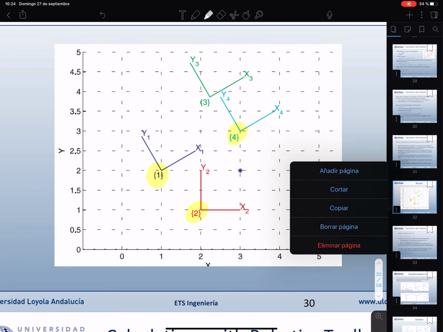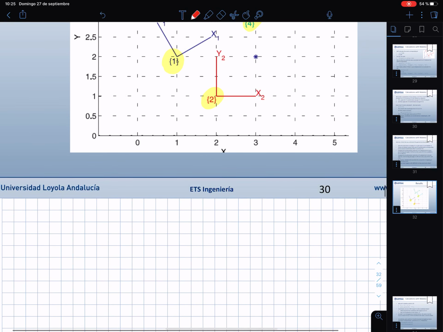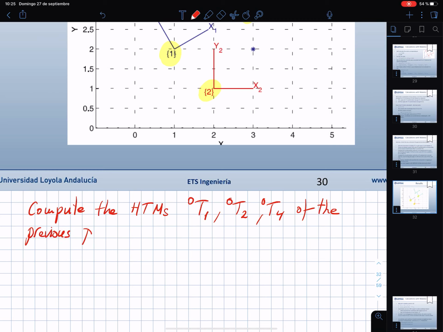So in order to do that, I will add a page after this and just write the wording. Compute the homogeneous transform matrices T1 0, T2 0, and T4 0 of the previous picture or image.